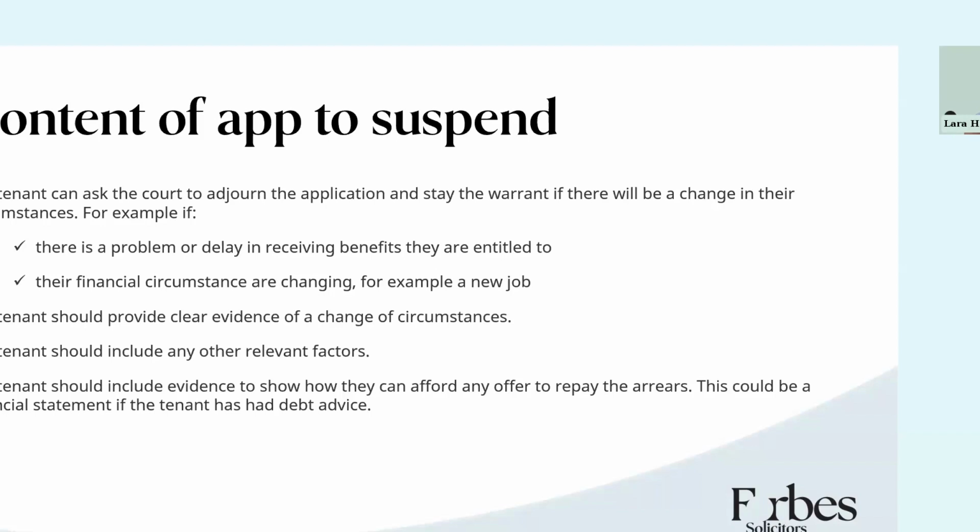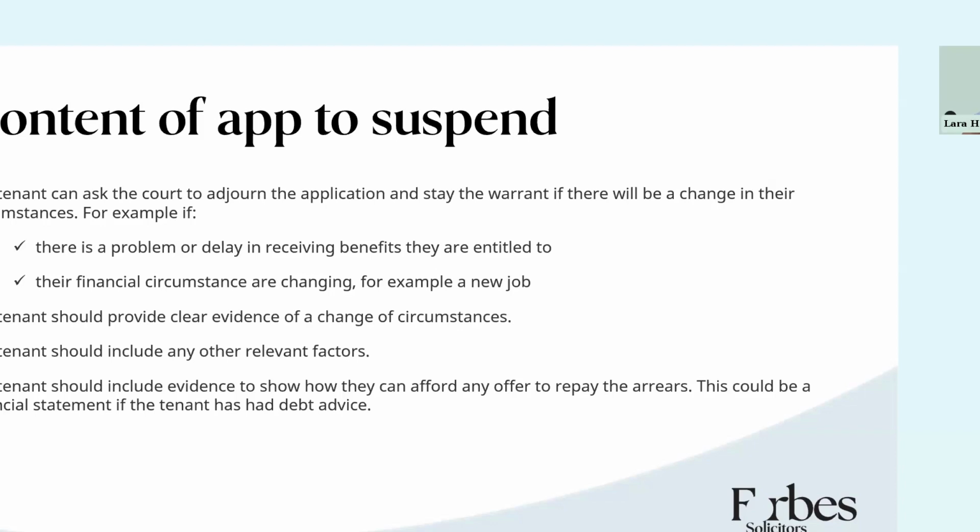The tenant can ask the court to adjourn the application or stay the warrant if there'll be a change in their circumstances. For example, if there's a problem or delay in receiving the benefits they're entitled to, or if their financial circumstances are changing, for example, they're getting a new job and are then likely to receive regular payments after that. They should also provide clear evidence of any of these changes of circumstances. For example, they would need to provide a letter with a start date from an employer for a new job.